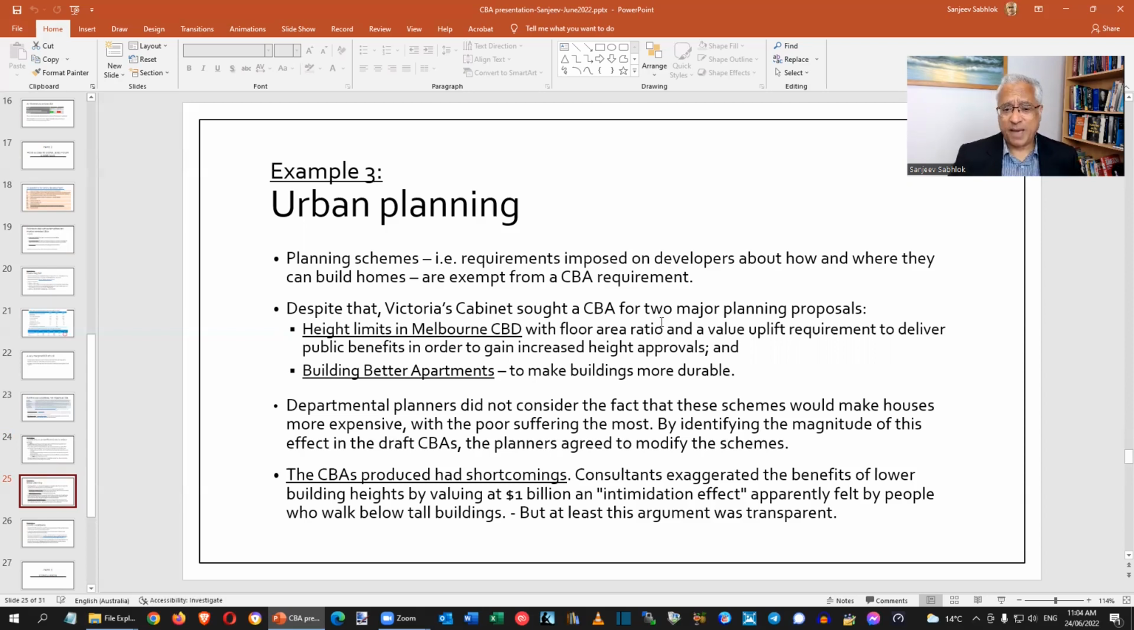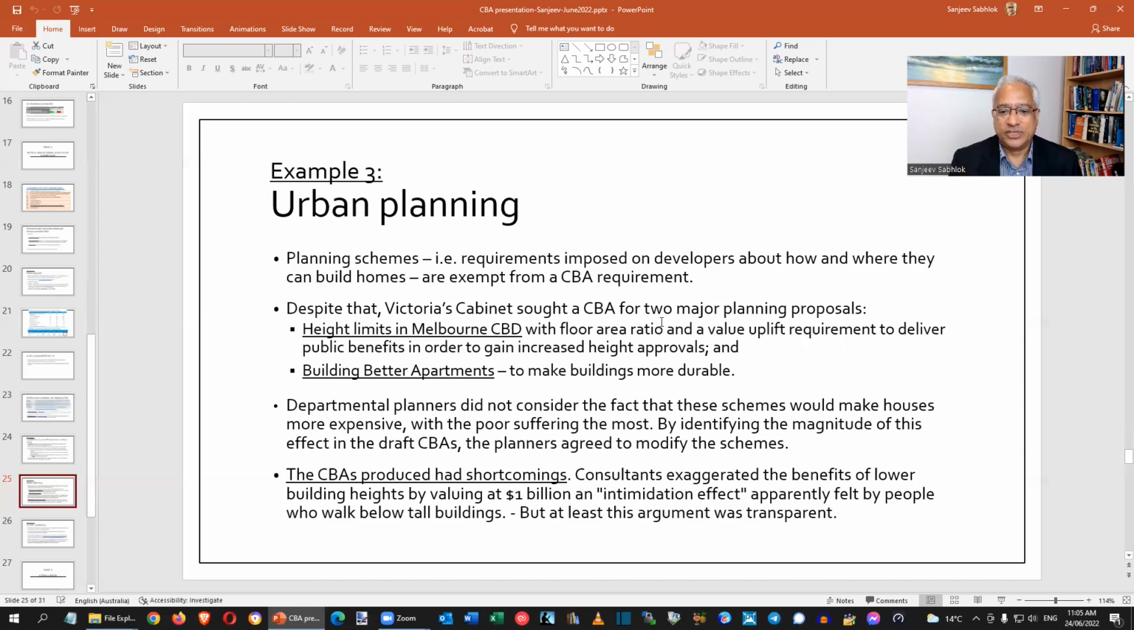One of the funny things that happened, I should mention here, since it's an untimed talk, is one of the CBAs actually has, and this is all public document, you can see it, there's a thing called intimidation effect. That means that if you're walking below a tall building, apparently you feel intimidated. Guess what? Did you know that you feel intimidated when you walk below a tall building? I wasn't aware of that. I used to really enjoy walking below tall buildings. It feels good, oh, look at the tall building on top of me.